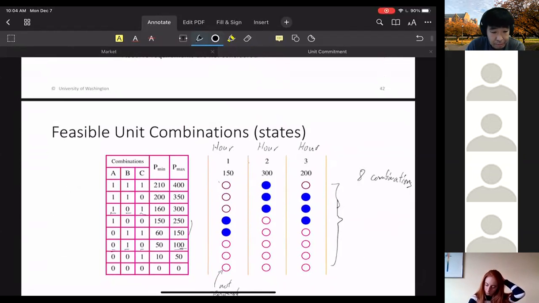Oh, so which means like the P minimum and P maximum. So hour 1 is not feasible for this solution. No, this solution is not feasible for hour 1. Right? Okay. So we're not optimizing over load, right? We're just optimizing over generation. So load is 150, which means this combination is not feasible for this load.